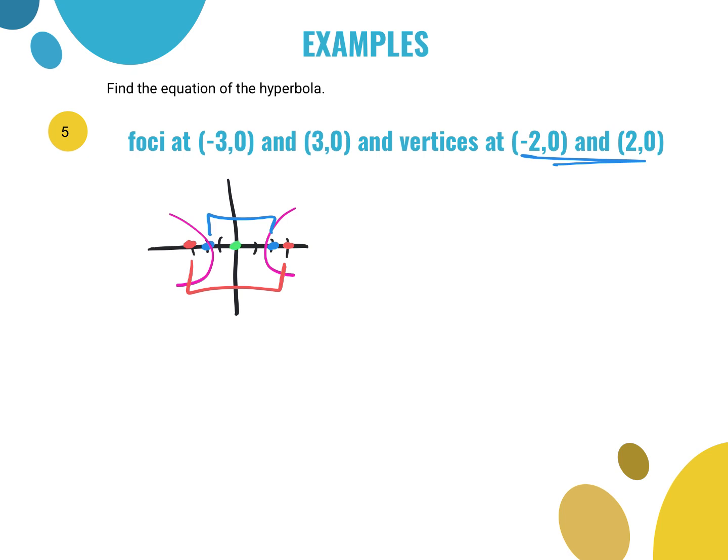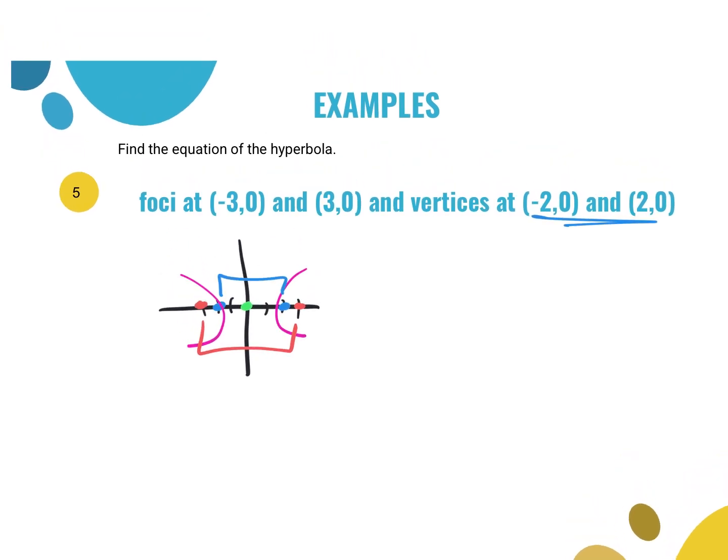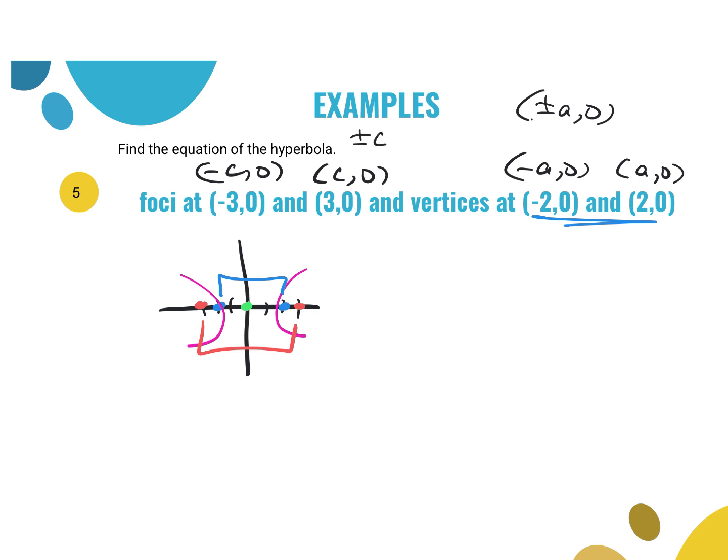Now, you could also use the midpoint formula, but since it's already transversing the x-axis, I can already see that this is going to be -C, 0, and this is +C, 0. This is -A, 0, and +A, 0. Because remember, your vertices are always at positive and negative A, 0. Your focus points are always at +C and -C, 0, whenever the center is at 0, 0, and whenever the graph is horizontal.